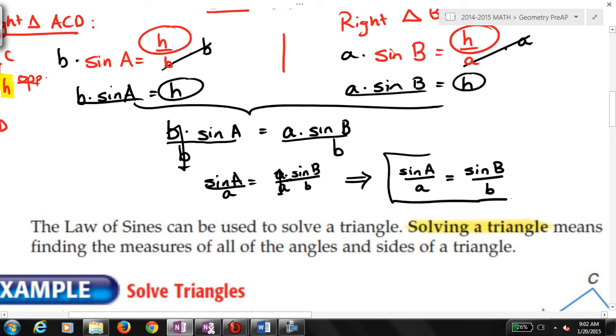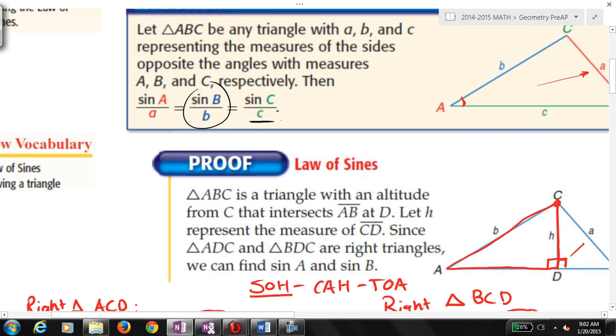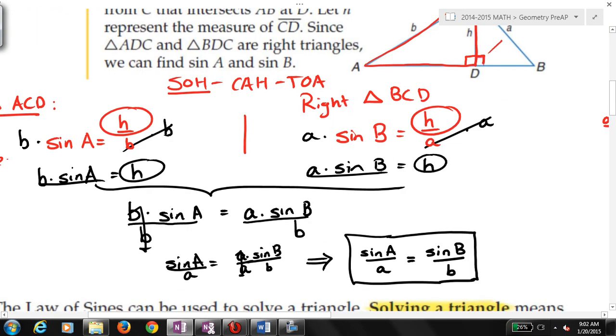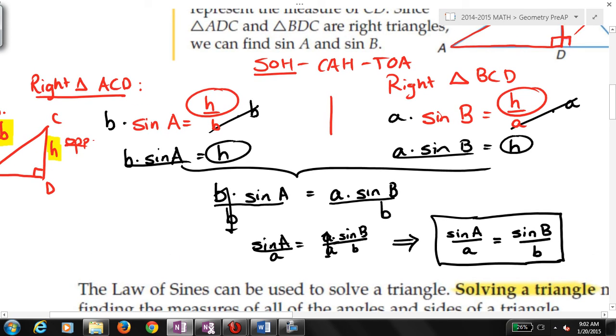Now in a similar way, you can choose a different angle, so let's say angle C. You can come up with this other portion right here, sine of C over C. Like I mentioned, this is just one proof to show why law of sines has this relation.